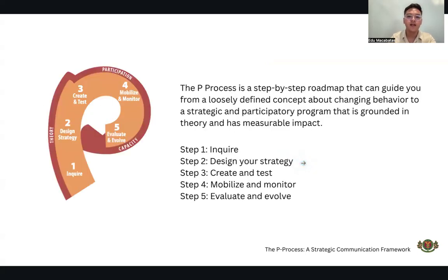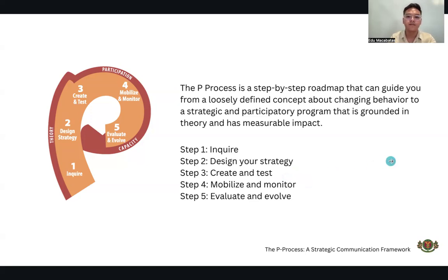Now, the P process is a step-by-step roadmap that guides you from a loosely defined concept about changing behavior to a strategic and participatory program that is grounded in theory and has measurable impact. It has 5 main steps. First is inquire. Second is design your strategy. Third is create and test. Fourth is mobilize and monitor. And fifth, evaluate and evolve. These stages are not rigid. They can loop back and evolve depending on what we learn, which makes the process more dynamic and responsive to real-time feedback.